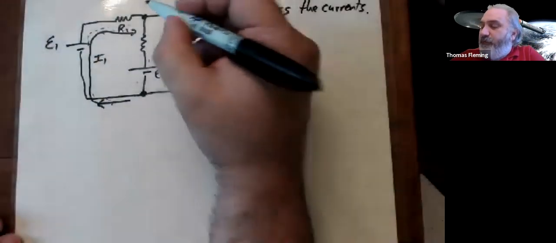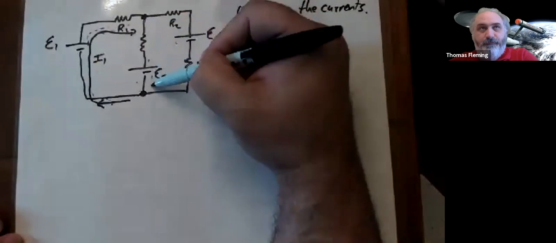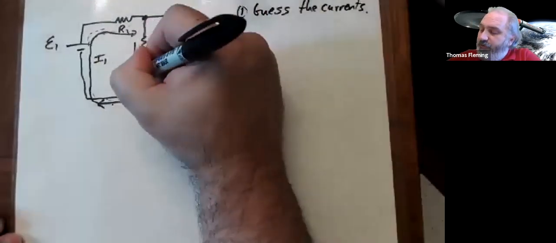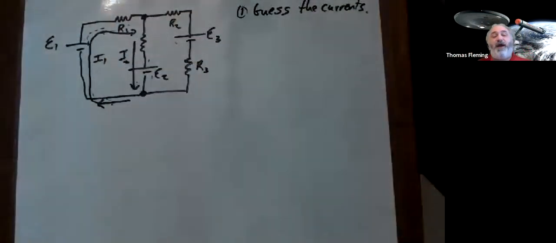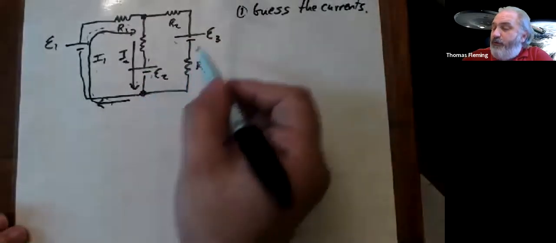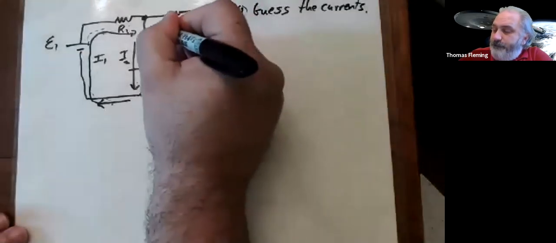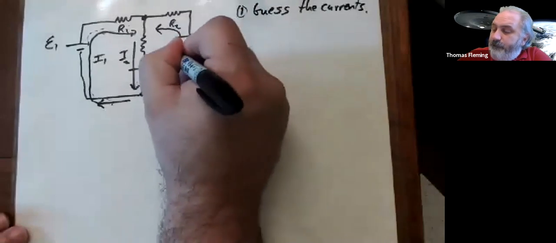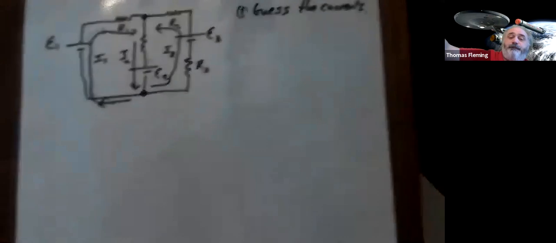Now, what about if I went from this intersection straight down the middle until I got to that intersection, right? What if I went straight down through here? I'll call that current I2, and I'm going to assume that I2 travels downward. Again, it could be upward. I don't know. All right, what about if I started here and went around this way? Let's call that I3. So far, so good? Yes.